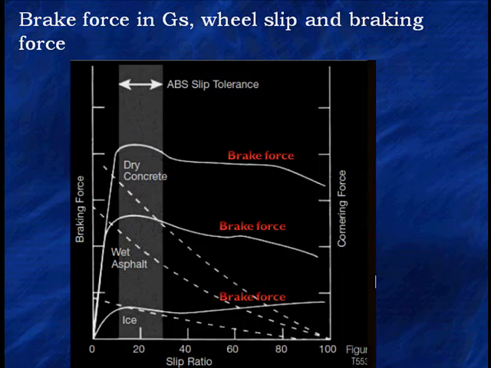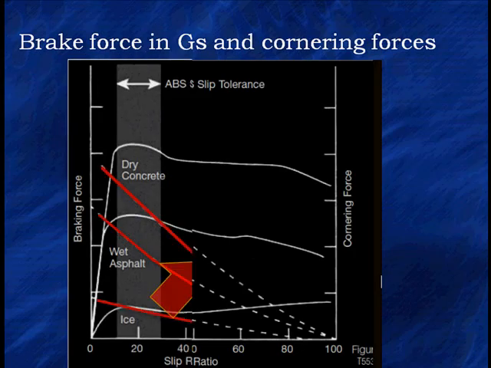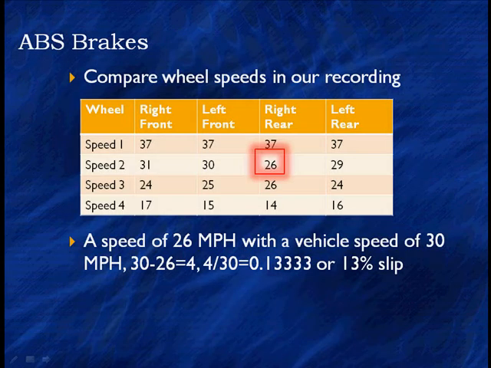Now, just as important, the second aspect of ABS is cornering forces. Let's talk about that for a moment. Here is our cornering forces. Notice the cornering forces, the ability to control the vehicle, also maxes out back in that range around 20%, plus or minus 7 or 8%. Not only are we going to get better braking, we get better control. That's the secret.